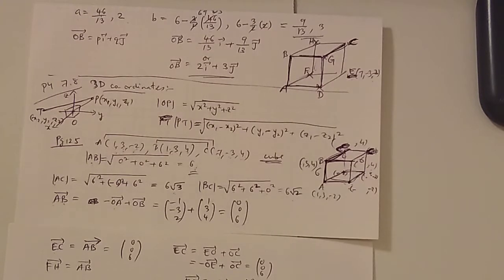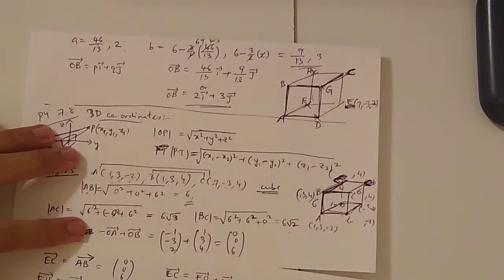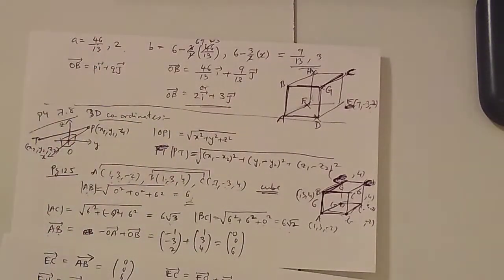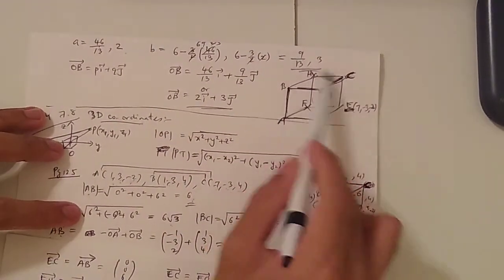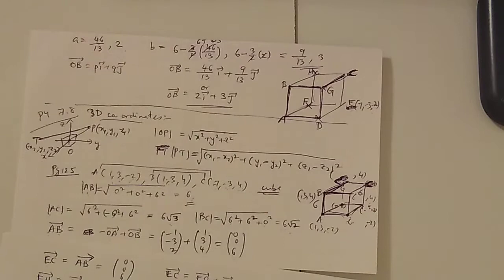On the other hand, B, H, C and G are sharing their z coordinates, and A, F, E and D are sharing their z coordinates. For all these points over here, they have z coordinate minus 2. All these coordinates over here, they have z coordinate 4.